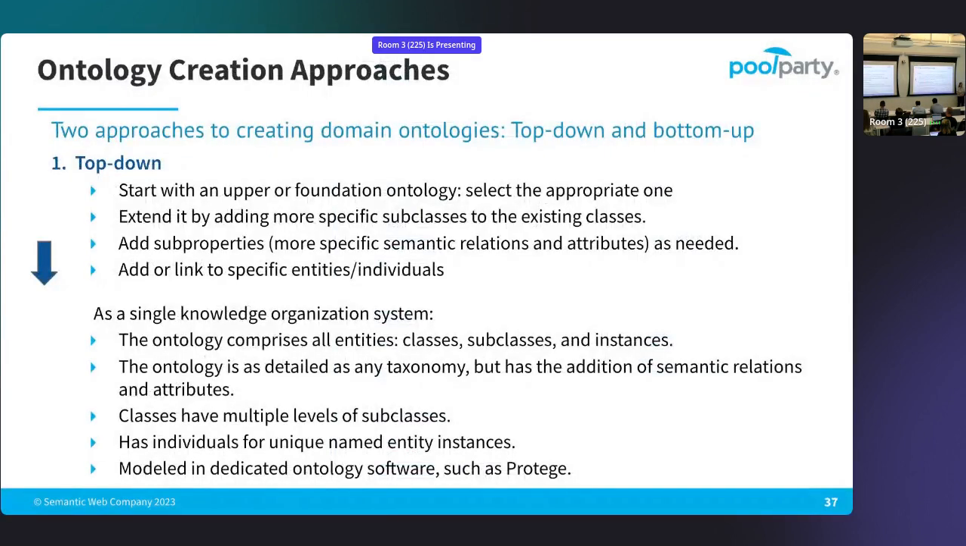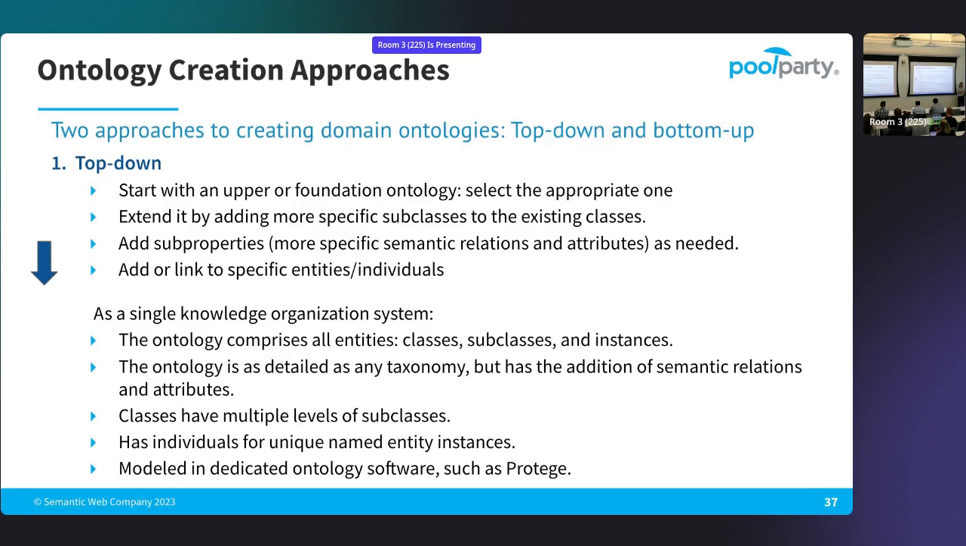Okay, so ontology creation approaches, and we will focus on the top down, taking your ontology and classes and building more specific subclasses, versus the bottom up approach. The top down would be that you start with a foundation ontology, select the most appropriate one, and then extend it by adding specific subclasses, and other subproperties, the semantic relations and the attributes, and then further on links to individuals. And this would be done in a single system.